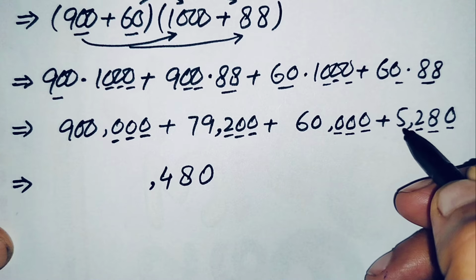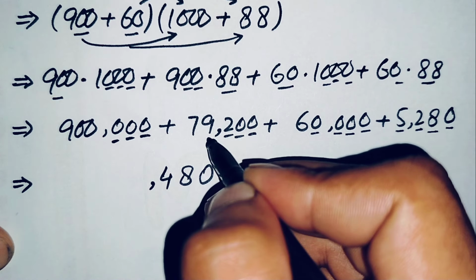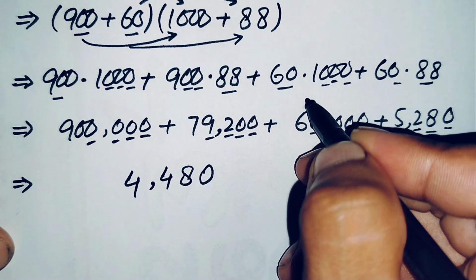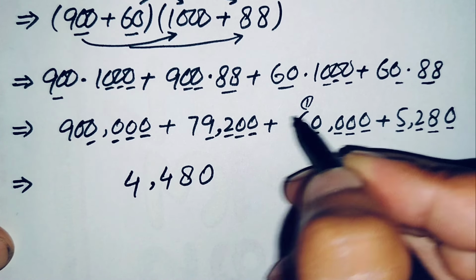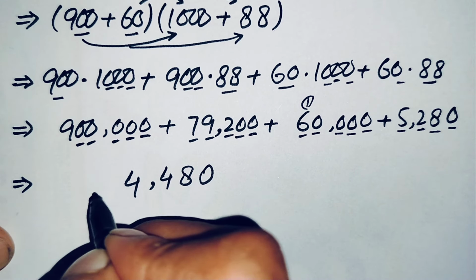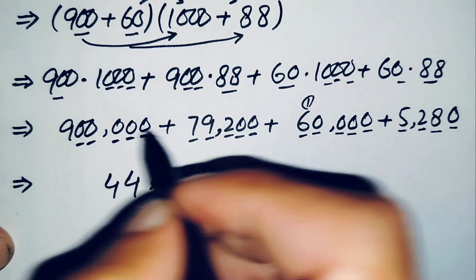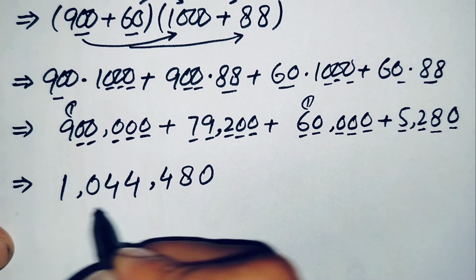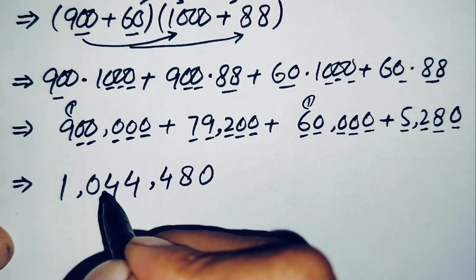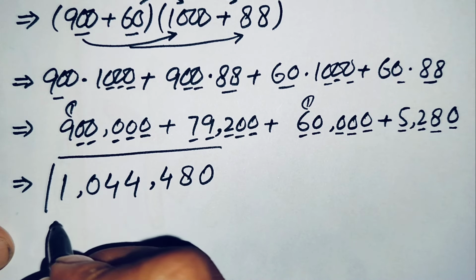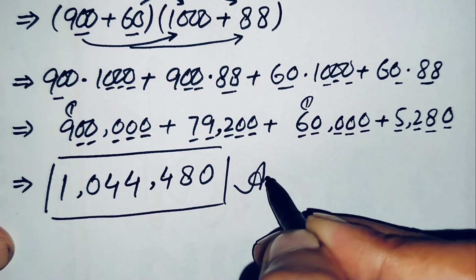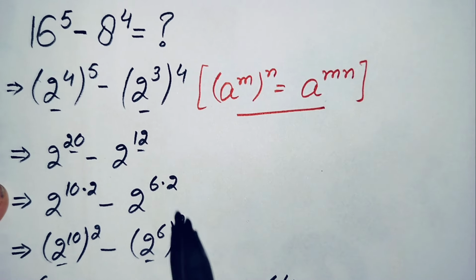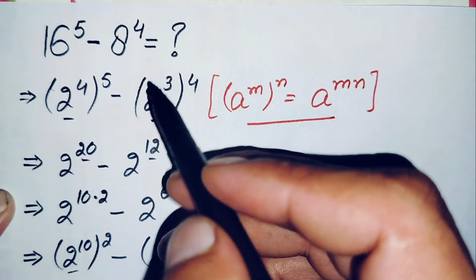Now let us add the digits at 1000 place. So 5 plus 0 is 5, 5 plus 9 is 14, 14 plus 0 is 14. So 4, 1 will be carried to the next number. So 6 plus 1 is 7, 7 plus 7 is 14, 14 plus 0 is 14. So 4, 1 will be carried to the next number. So 9 plus 1 is 10. So this will become 1,044,480. So finally 1,044,480 is our answer and value of this nice and interesting simplification math problem.